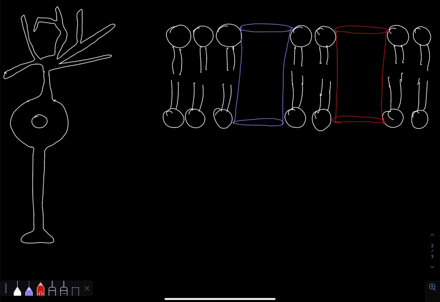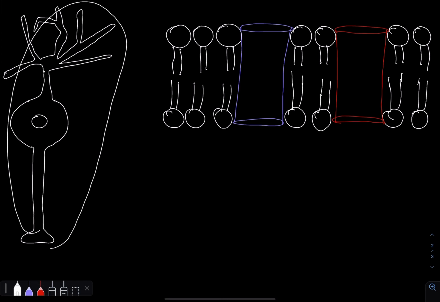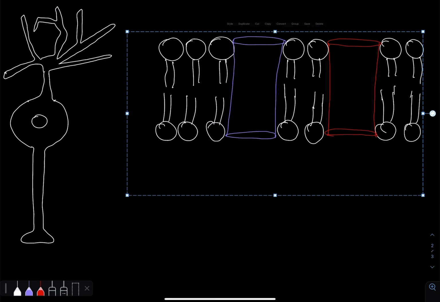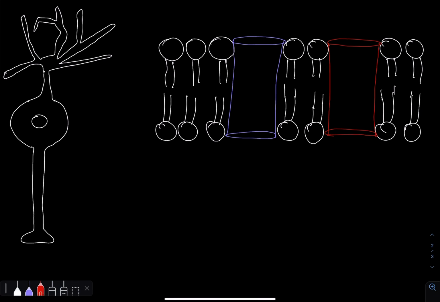Now, when we are at rest, meaning the neuron is not doing anything, it's not firing, we're generally going to have more sodium outside, okay? Sodium outside. And we're also going to have some, let's do them in green.